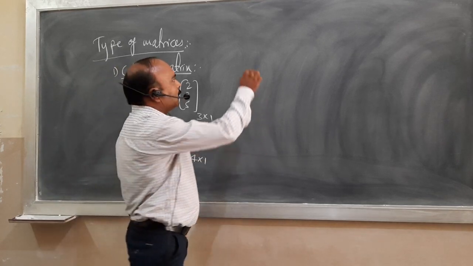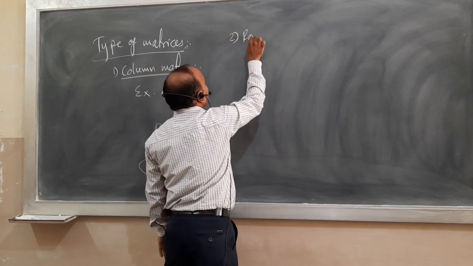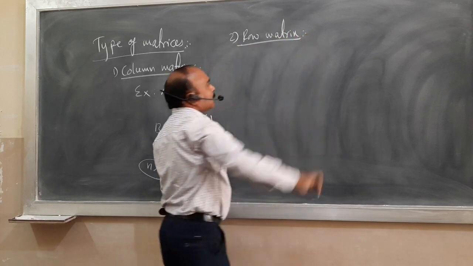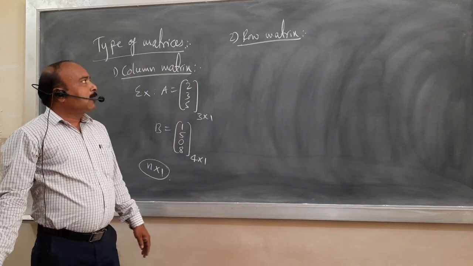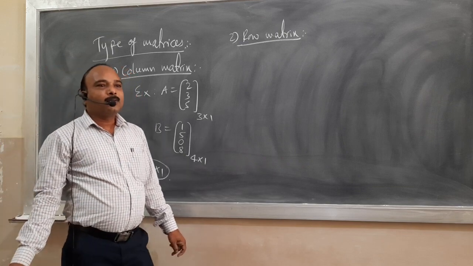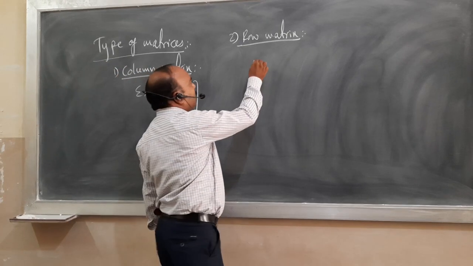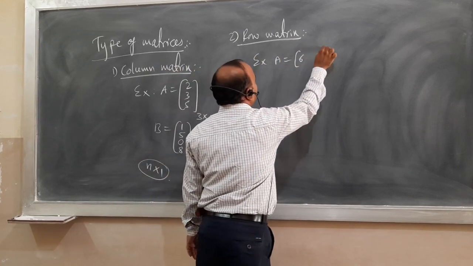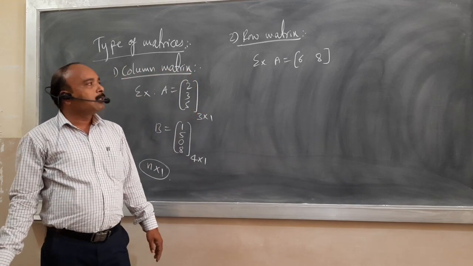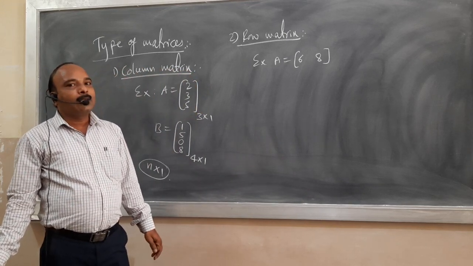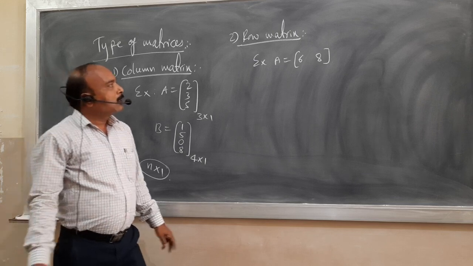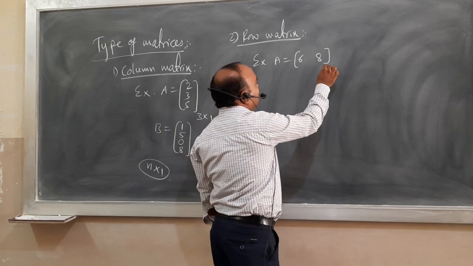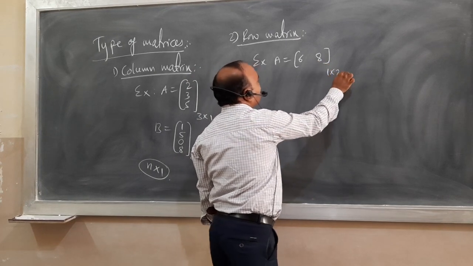Next we go for the second one, the row matrix. A row matrix has only one row. For example, A equals 6, 8. It is a row matrix. Here it has only one row but two columns. Therefore its order is 1 by 2.